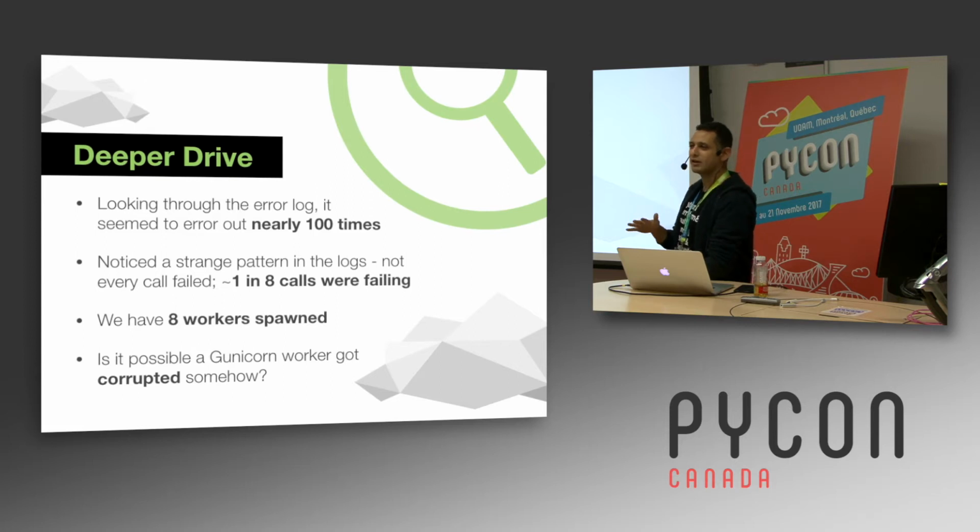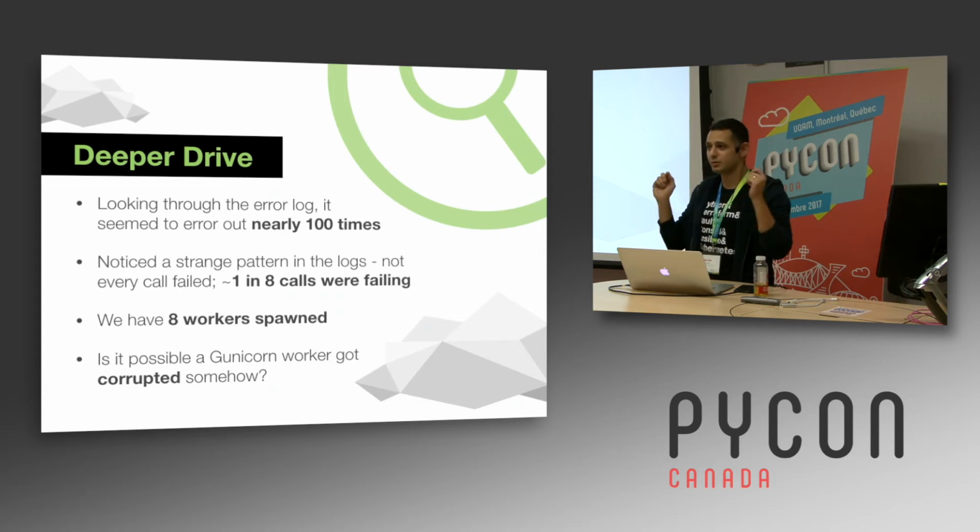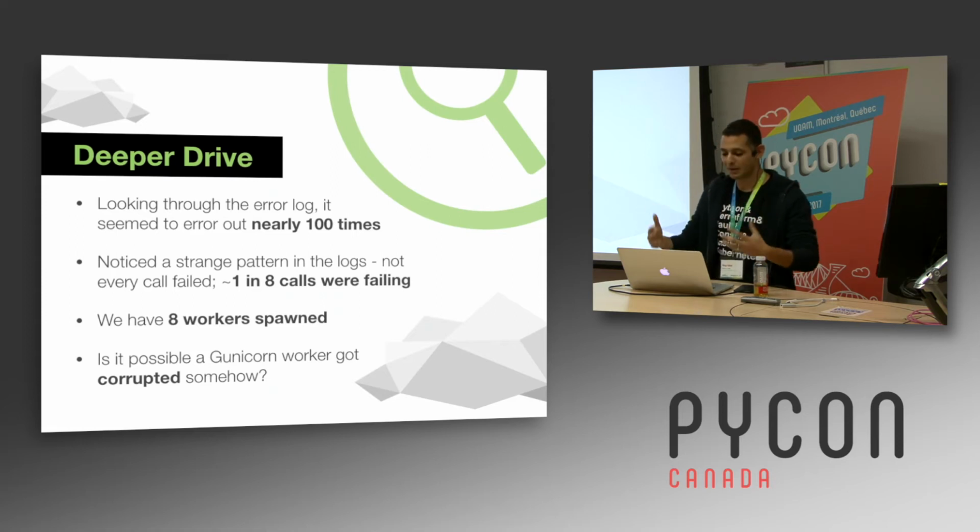We noticed a strange pattern, though. Approximately 1 in 8 of those calls would fail, and that's when it clicked. We have 8 Gunicorn workers running for this particular app. Is it possible that one of these workers was corrupted somehow? During this incident, the reason it was throwing hundreds of errors is because this was being distributed for a large customer. A customer was pushing out an SSH key amongst hundreds of systems. So this function was getting hit a lot, which is why it produced so many errors in a short period of time.